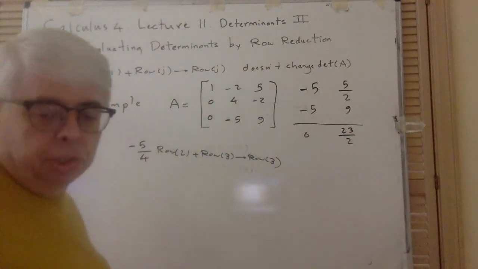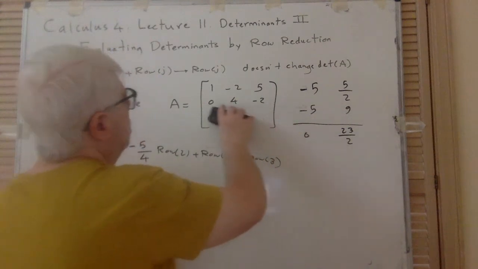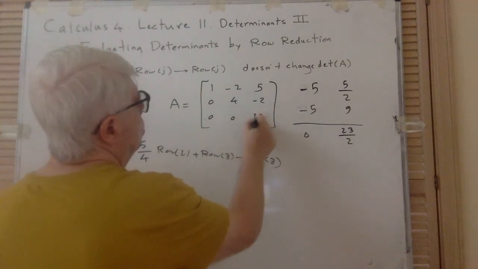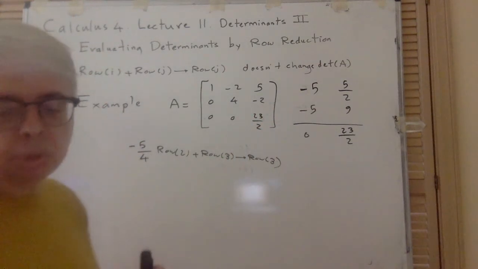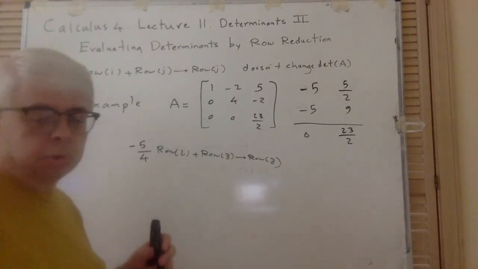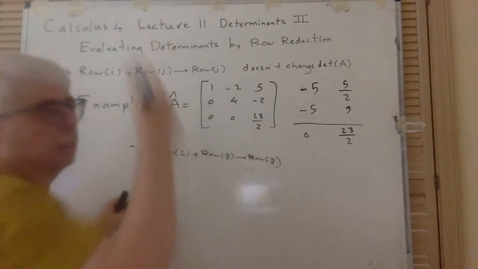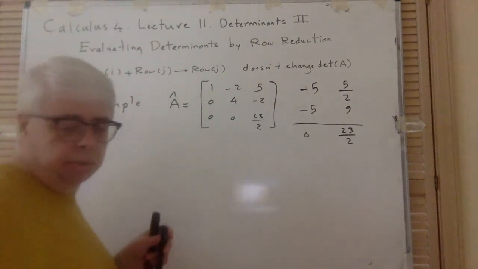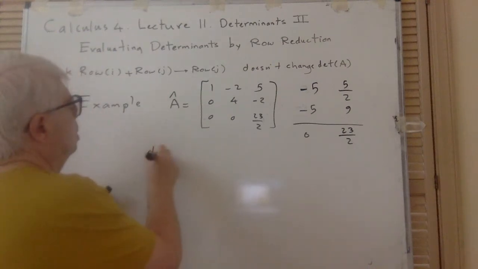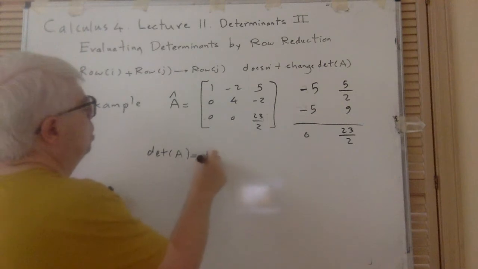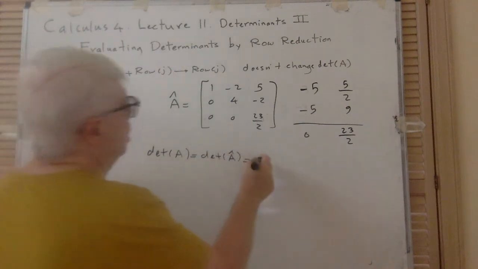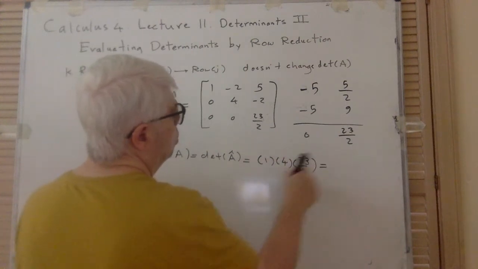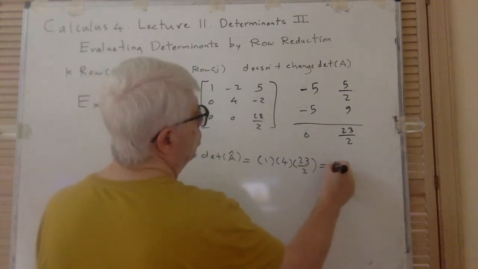So, in the end, this is 0 and 23 over 2, 0, 0, 23 over 2. So, the determinant of this matrix A, this is not A anymore, this is like A hat, something. So, the determinant of A, which I erased, I shouldn't have done that, but anyway, the determinant of A is equal to the determinant of A hat, and that is 1 times 4 times 23 over 2, which is 46.